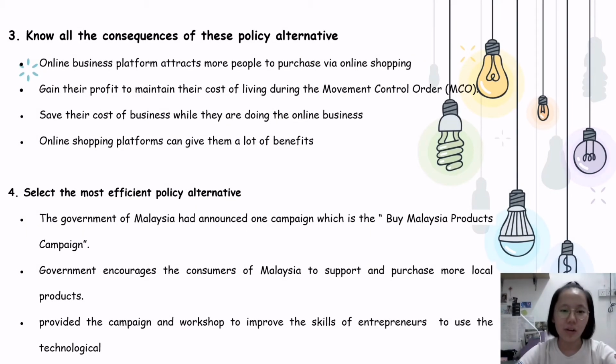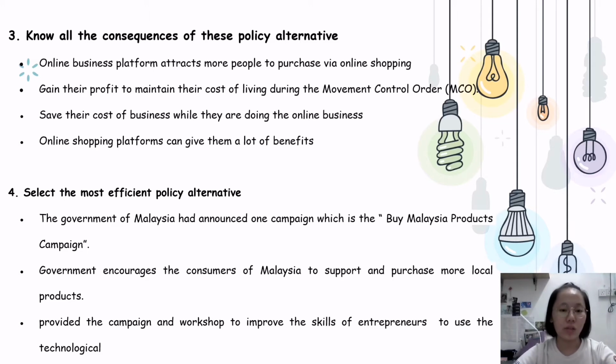The third one is know all the consequences of this policy alternative. So the government of Malaysia has encouraged the entrepreneurs to do their businesses through online businesses. So we can see nowadays the online business platforms have attracted more people to purchase via online shopping. By this method, entrepreneurs can gain profit to maintain their cost of living during the MCO. So they will save their business costs while they are doing online businesses.